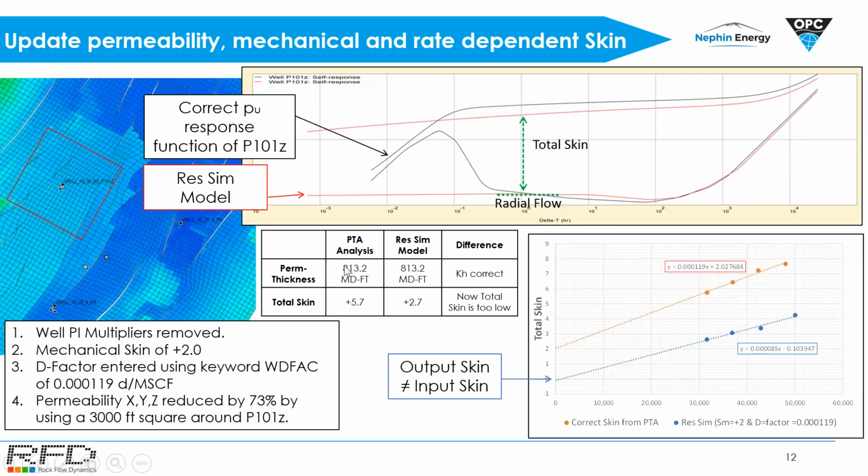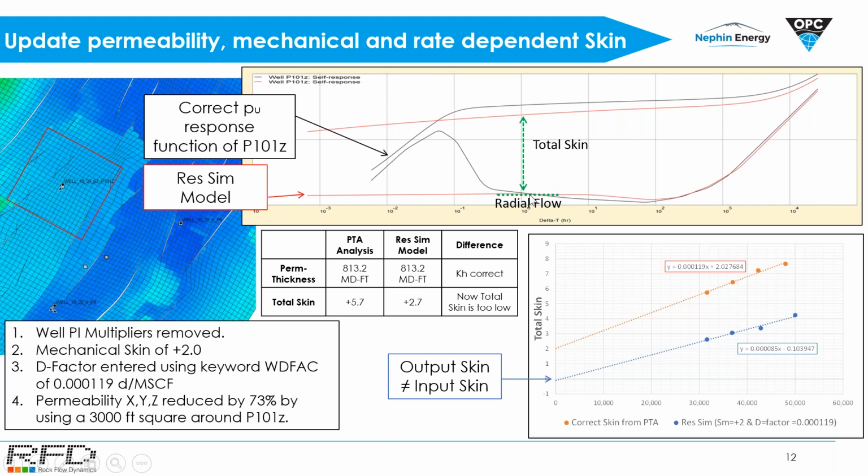So what I did was I removed the well PI multipliers. I added a mechanical skin of +2. I entered the PTA D factor using the keyword WDFAC, and I drew a box about 3,000 foot square around P101Z, and I reduced the permeability in the XYZ direction. Then I ran the simulation, I exported to Convex, and I reconstructed the unit rate response.